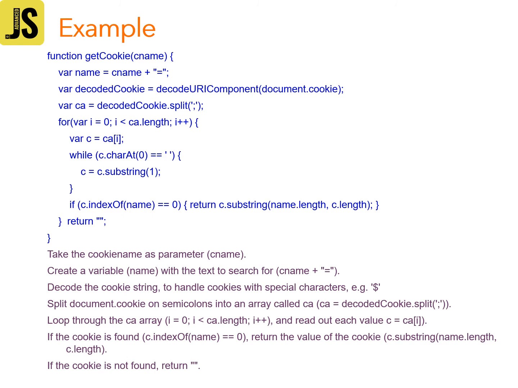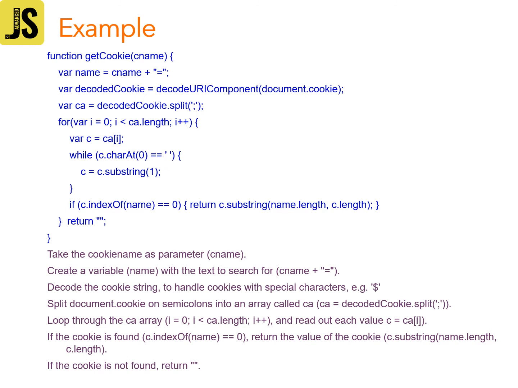If the cookie is found, c.indexOf(name) is equal to 0. So if the cookie is found with the corresponding value, it will return the value of the cookie using the function c.substring(name.length, c.length). If the corresponding cookie name is not found, it will return an empty string back to the corresponding caller or invoking line.